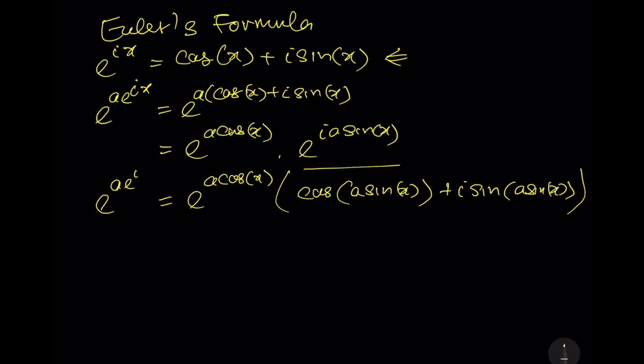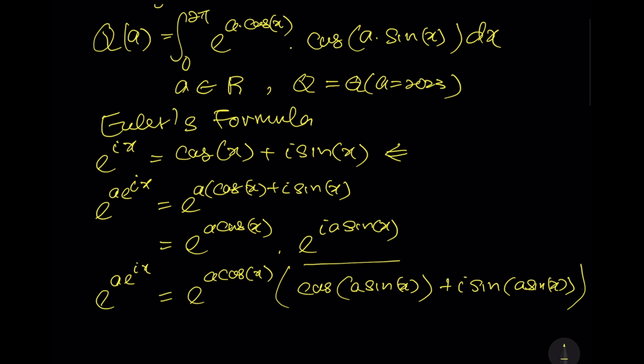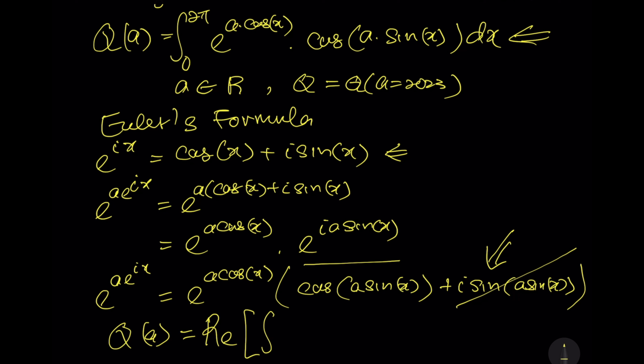Now we compare this equation with the integrand of Q(a). They are almost the same, other than the integrand of Q(a) being without the imaginary part, which means Q(a) can be rewritten as the real part of the integral from 0 to 2 pi of e^(a e^(ix)) dx.